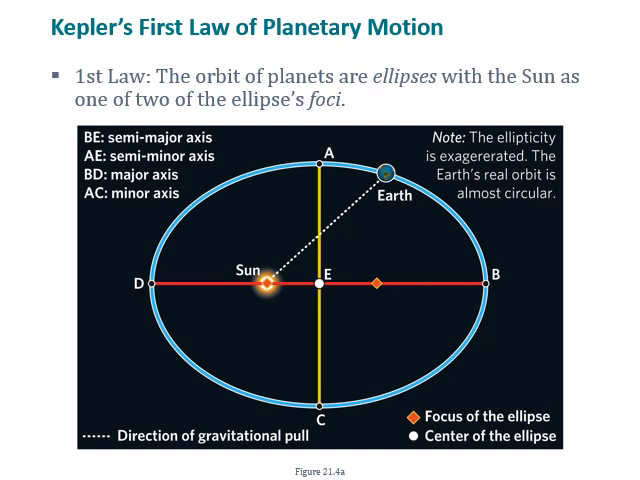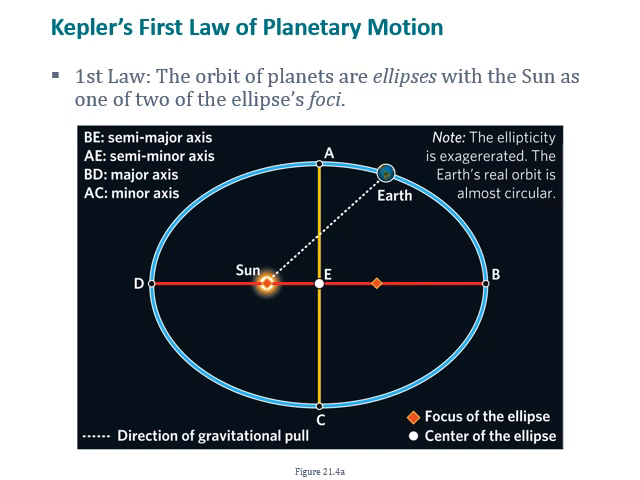Here's a pictorial example of Kepler's first law. We have Earth orbiting the Sun in an elliptical track, which is represented by the blue ellipse, and the Sun being one of the two foci within the ellipse. We have BE and AE points representing the semi-major and semi-minor axes, and BD and AC points representing the major and minor axes, respectively. The center of the ellipse is at point C.